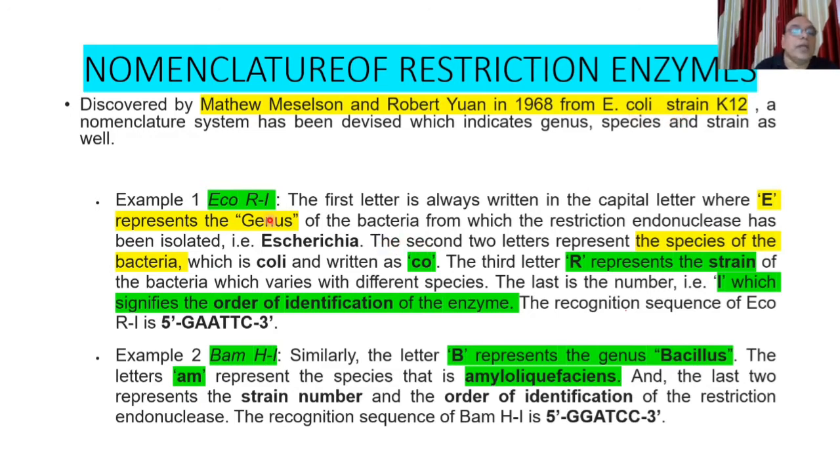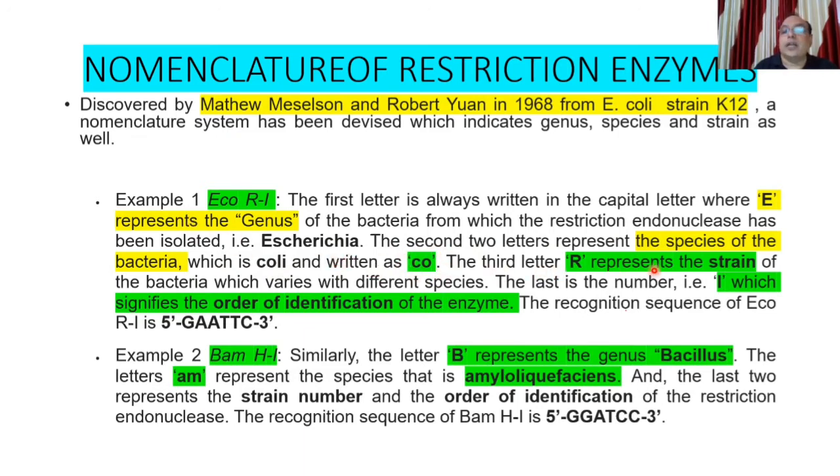So here you see the examples have been given. The first letter is always written in capital, where E, in the case of EcoR1, represents the genus of the bacteria from which the restriction endonuclease has been isolated. That is, here it is Escherichia coli, so the genus is Escherichia. The second two letters represent the species of the bacteria, which is coli. So the second two letters represent the first two letters of the species. Since the species is coli, the co has been added, Eco.